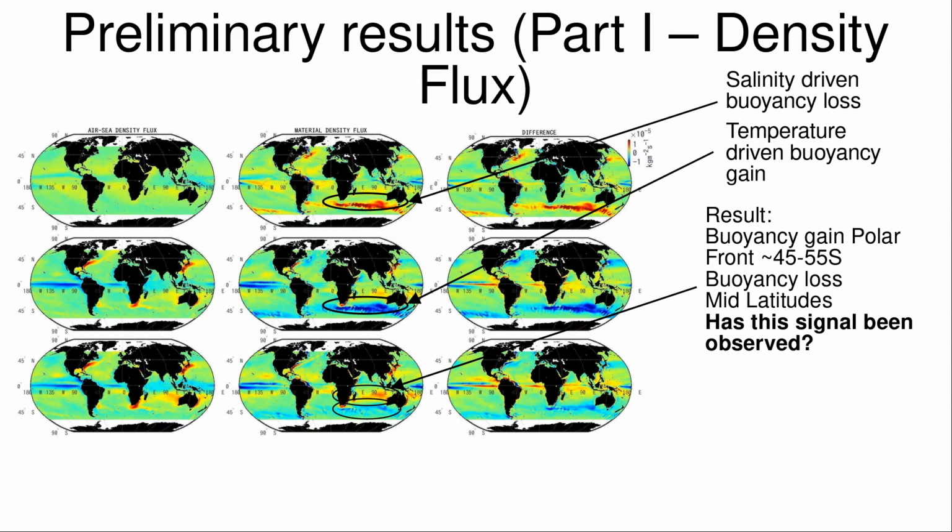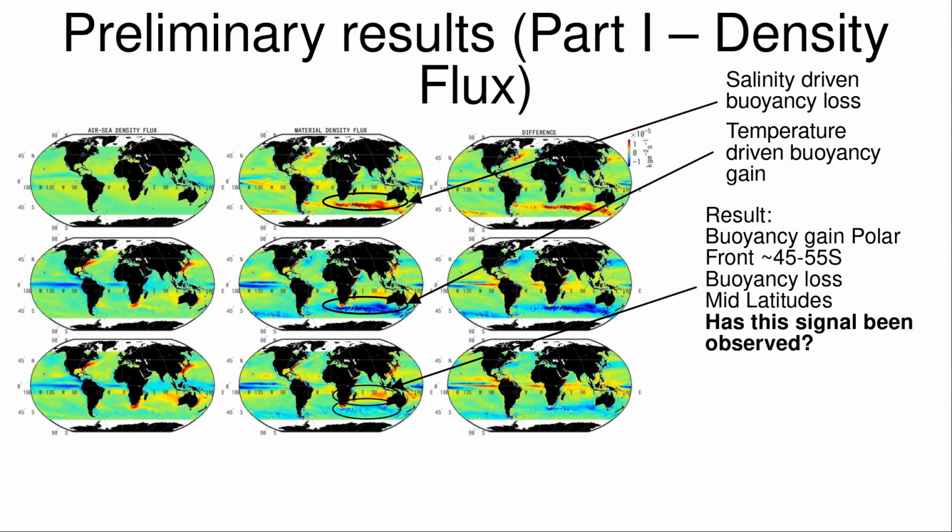And some of the results are presented here, where you can see on the left column you have the air-sea density flux, and on the middle column you have the material density flux, which is from our approach, and you have the difference on the right column. The most striking difference you can see is this area of high underestimation shown by the blue, and this data is from model data taken annually averaged over the year 2013.